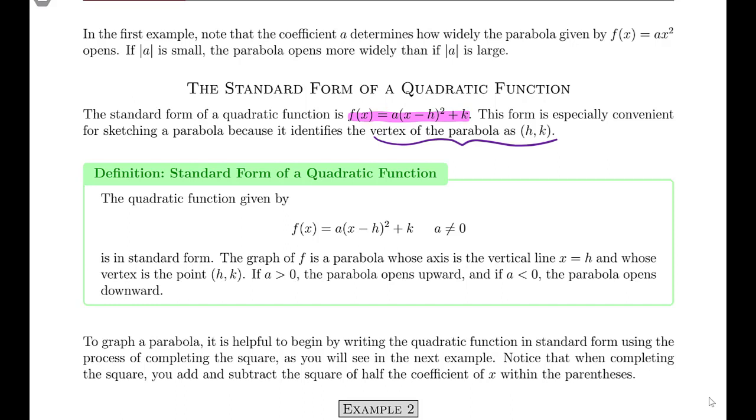And we have a couple other notes here in the green box. The graph of the parabola has an axis, which is the vertical line x equals h. So whatever the x coordinate of that vertex is, that's our axis of symmetry for this graph. The vertex is the point (h, k), and again, if a is greater than 0, the parabola opens up. If a is less than 0, the parabola opens down.